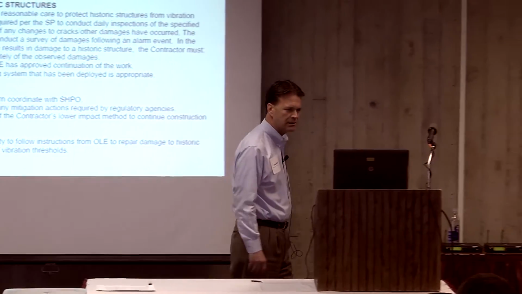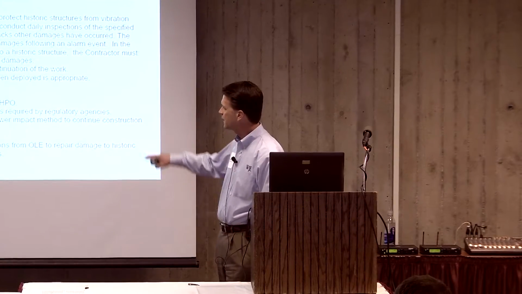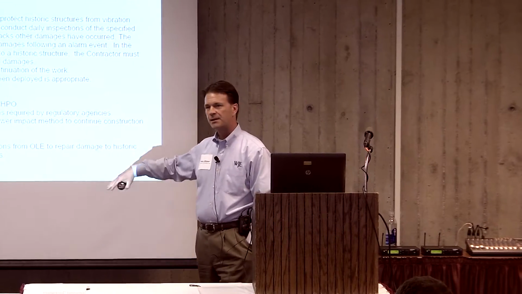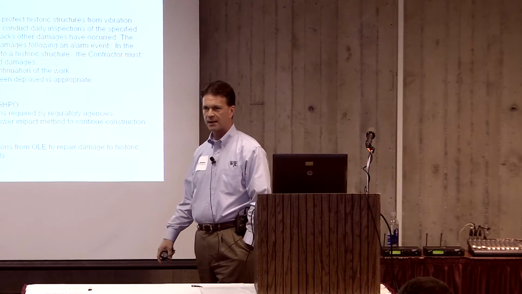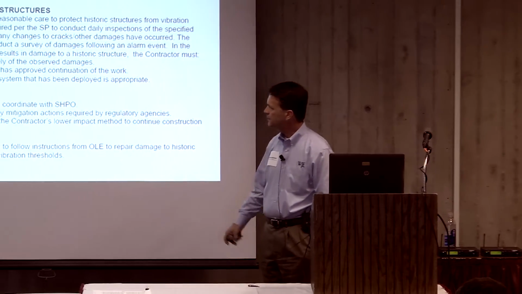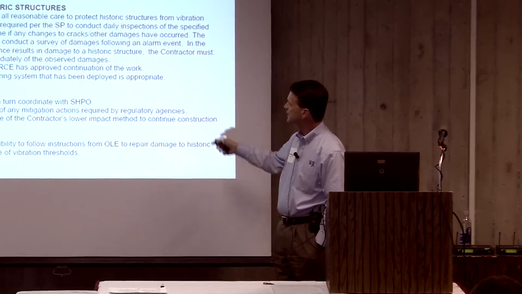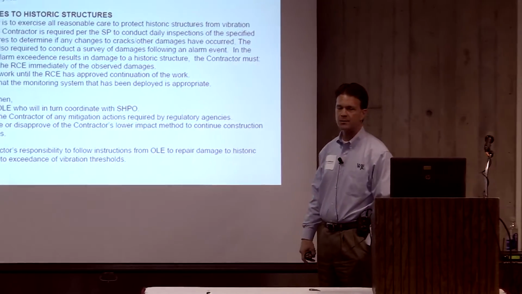And what I did was I looked at your construction manual, and there is a section 10.83 called Damage to Historic Structures. And if you haven't seen it yourself, I thought we would just read through that first, and then I'll give you kind of maybe a boiled down version of a procedure to follow once we've identified damage. The contractor is to exercise all reasonable care to protect historic structures from vibration damage.